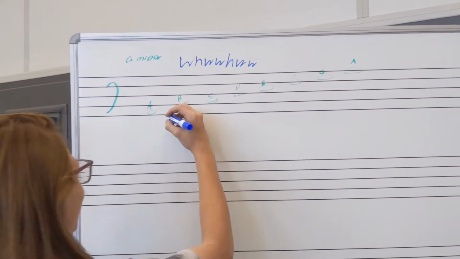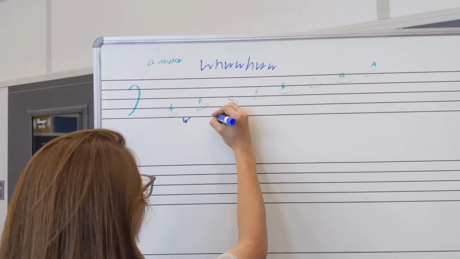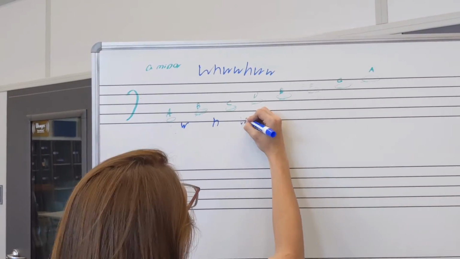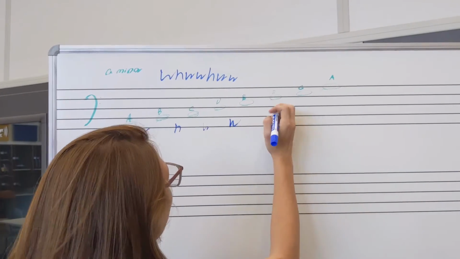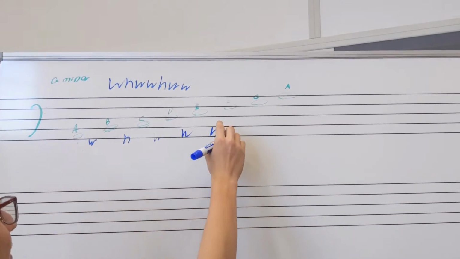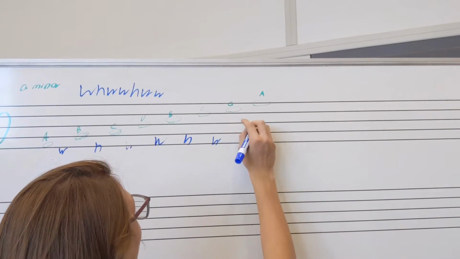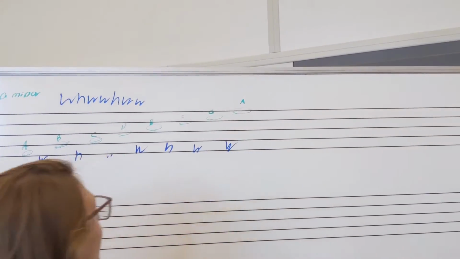From A to B, that's a whole step. From B to C, that's a half step. From C to D, that's a whole step. D to E, another whole step. E to F, a half step. F to G, that's a whole step. And from G to A, that's a whole step.